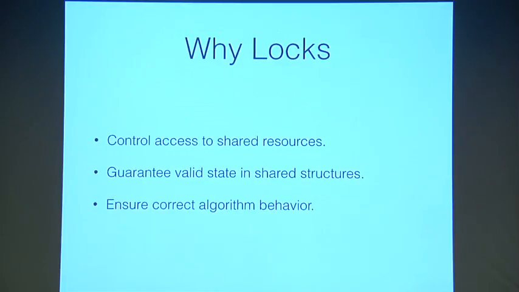Control access to shared resources. If you're writing to a file, for example, only one thread should be able to do that at once, or you're going to start interleaving problems. Guarantee valid state in shared structures, particularly complicated ones, trees, dictionaries, where if one thread goes in to modify the shared structure, at some point in a list or something like that, you're going to probably make something invalid. You're going to have a temporarily invalid state.